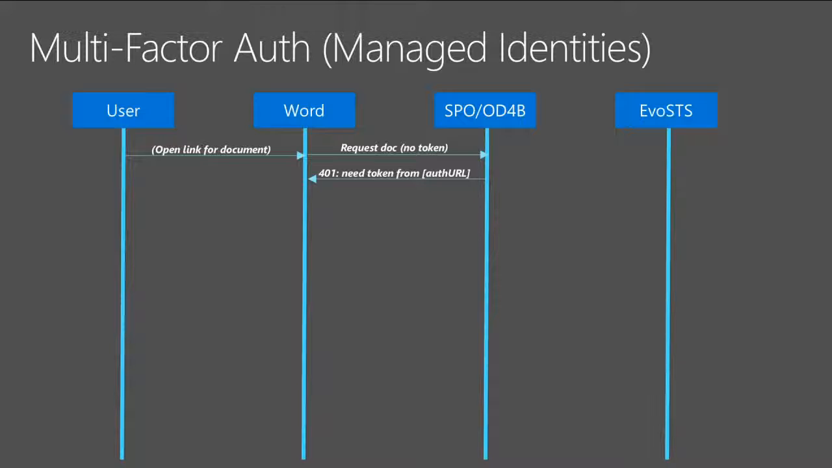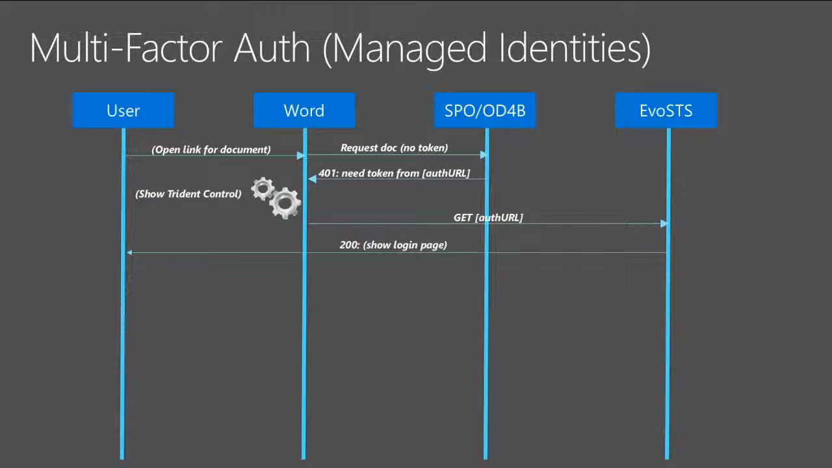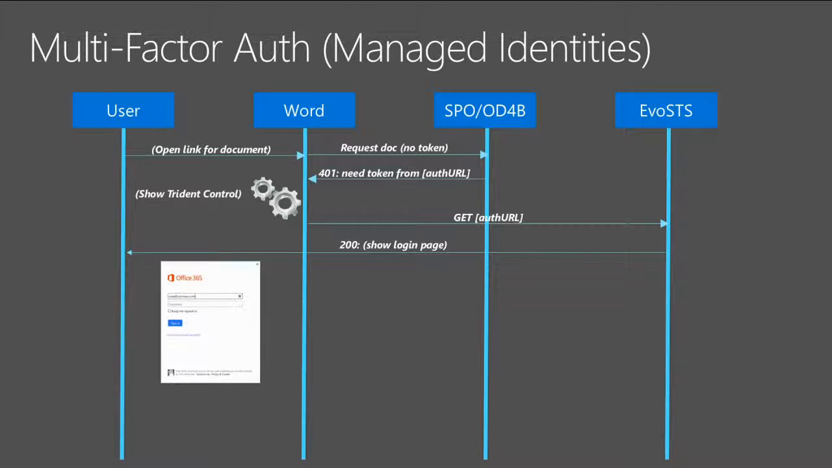So now the app realizes that, okay, I need to show you the login screen and the user needs to log in. So we show you the Trident control and we show you the Evo STS login page, the Office 365 login page. This is where the user enters his username and password. We send it through to Evo and Evo verifies the username and the password. In the process, Evo realizes that this user has been enabled for MFA. So before the user gets access to the document, which is before they get the token they will use, they should perform MFA. They need to present a second factor. So that is what happens next.